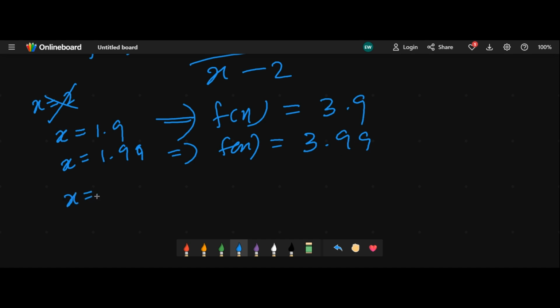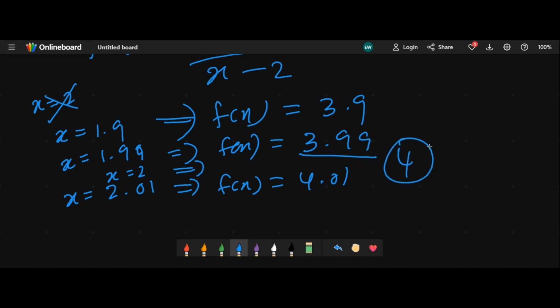We'll confirm that. We'll put 2.01. You will get the answer 4.01. Now you may have an understanding. When x is equal to 2, the function doesn't exist at 2, but still it was going towards 4. If it didn't crash, maybe the answer would be 4. So it was going towards 4. This is what we use limit for: trying to predict the value of a function.